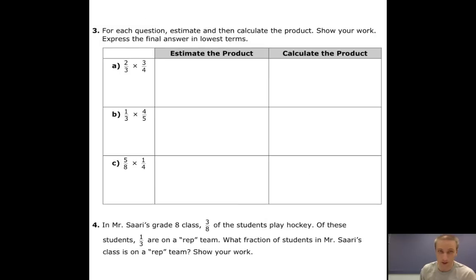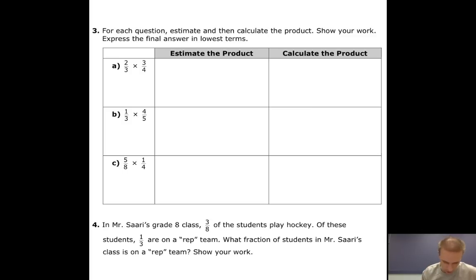So let's just zoom in on this area here, lock it in. All right, so for each of these questions, we'd like to estimate and then calculate the product, and we'd like to show our work expressing the final answer in lowest terms. So for the estimate part, we're going to take each fraction and express it as either 0, a half, or 1.